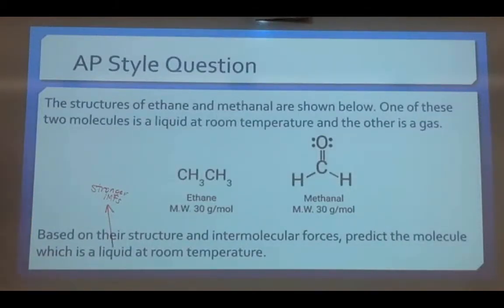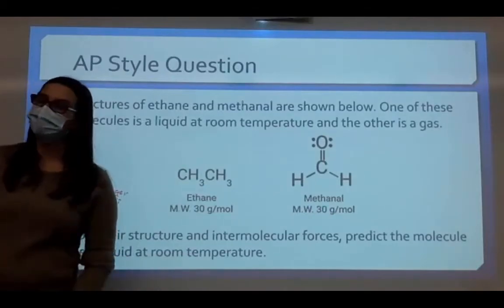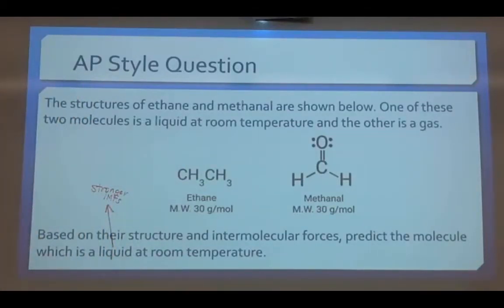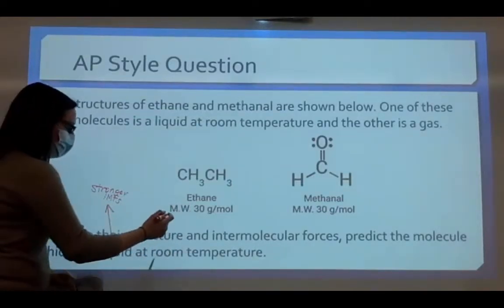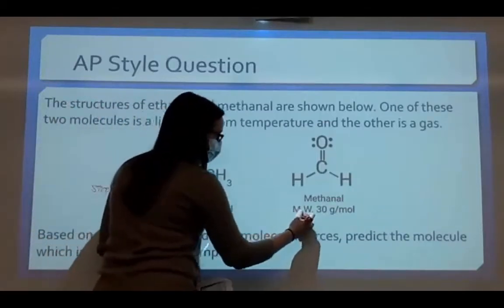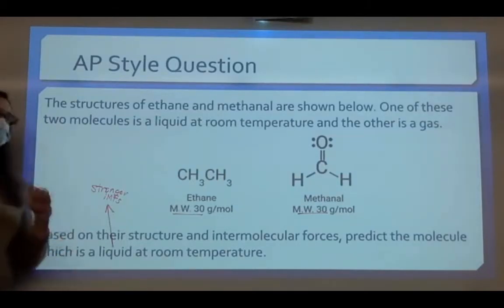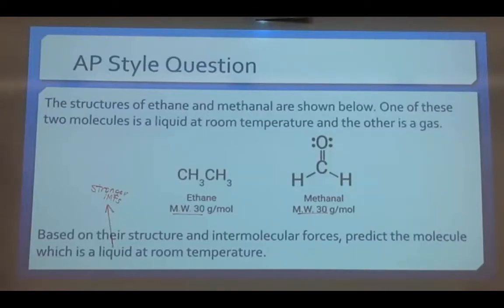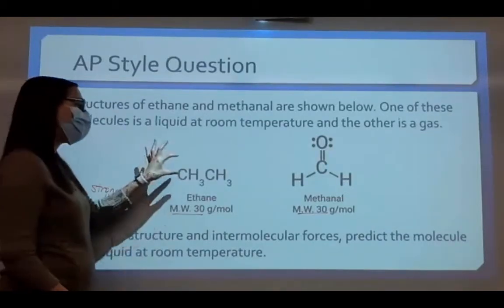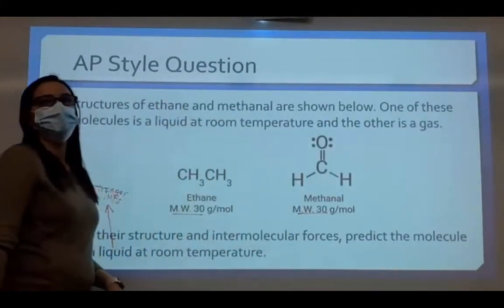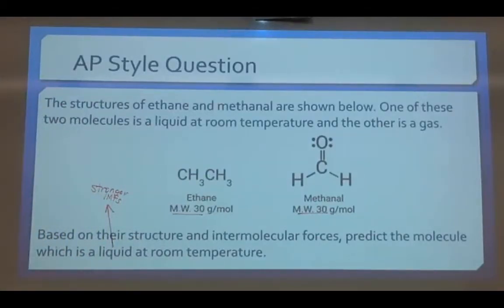Sometimes you'll have questions that say which one has the higher boiling point. Think about what it means related to intermolecular forces. Now if we notice, they both have the same molar mass. Molecular weight and molar mass are the same thing. So if we look at the structure, whenever you're given an intermolecular forces question, it's always going to want you to talk about the IMFs exhibited by each substance.